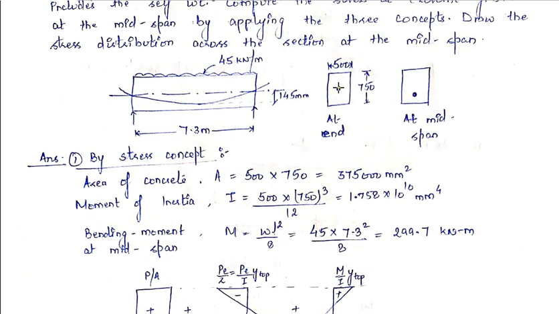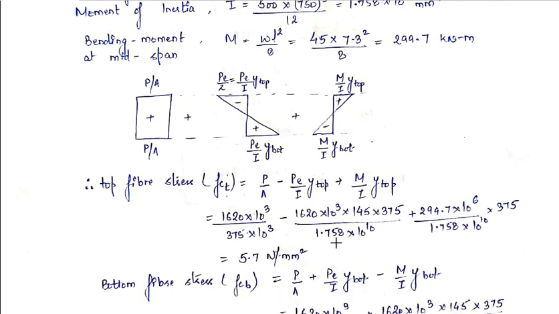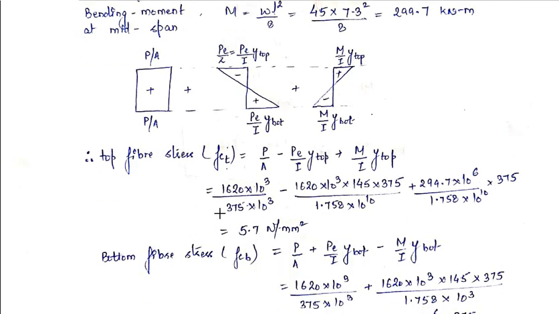For Y top, if you see this diagram, the neutral axis is at the center of the rectangular cross section, and the total depth is 750. Therefore the distance of the topmost fiber from the neutral axis will be 750 by 2, that is 375. And if it is 375, this will also be 375. So Y top and Y bottom are 375 mm. Put the values. On solving, we will get the total stress in the topmost fiber as 5.7 Newton per mm square.